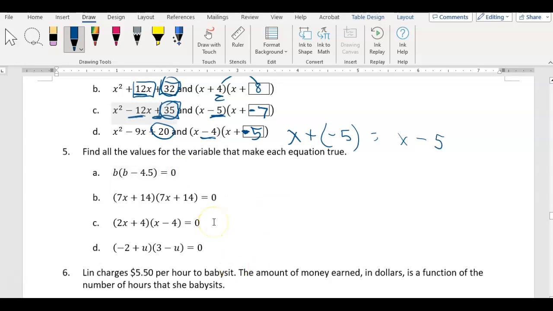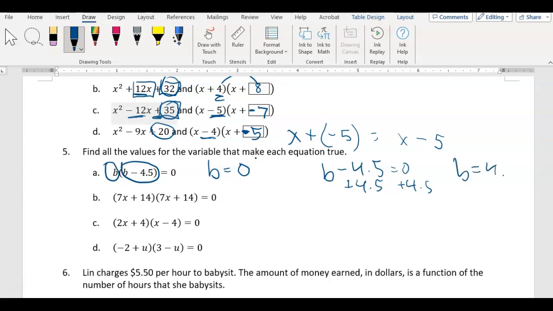Okay? All right. It says find all the values for the variable that make the equation true. So this is b times b minus 4.5 equals 0. Remember what we're doing here is we're taking each factor, right? And each factor is one of the things being multiplied by the other. Because a factor means it's divisible evenly, right? So these are each factors. So b equals 0. I'm splitting the factors and setting each one of them to 0. So here I'm going to add 4.5 to both sides, and I'll get b equals 4.5.